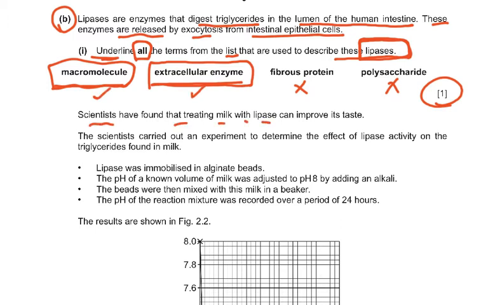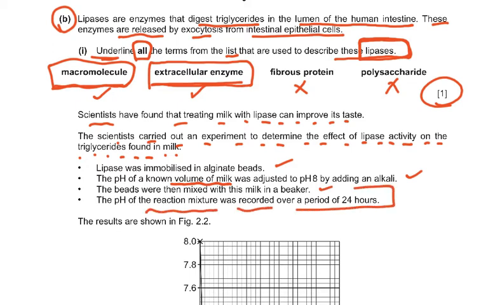Scientists have found that treating milk with lipase can improve its taste. The scientists carried out an experiment to determine the effect of lipase activity on the triglyceride found in milk. Lipase was immobilized in alginate beads. The pH of a known volume of milk was adjusted to pH 8 by adding an alkali. The beads were then mixed with the milk in a beaker. The pH of the reaction mixture was recorded over a period of 24 hours. The results are shown in figure 2.2.